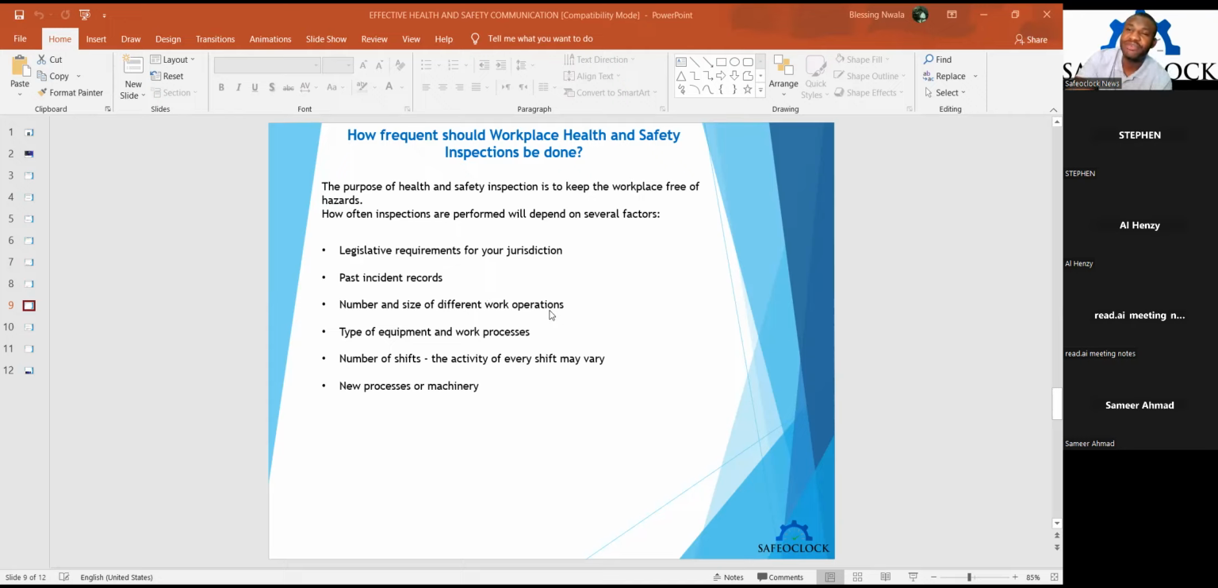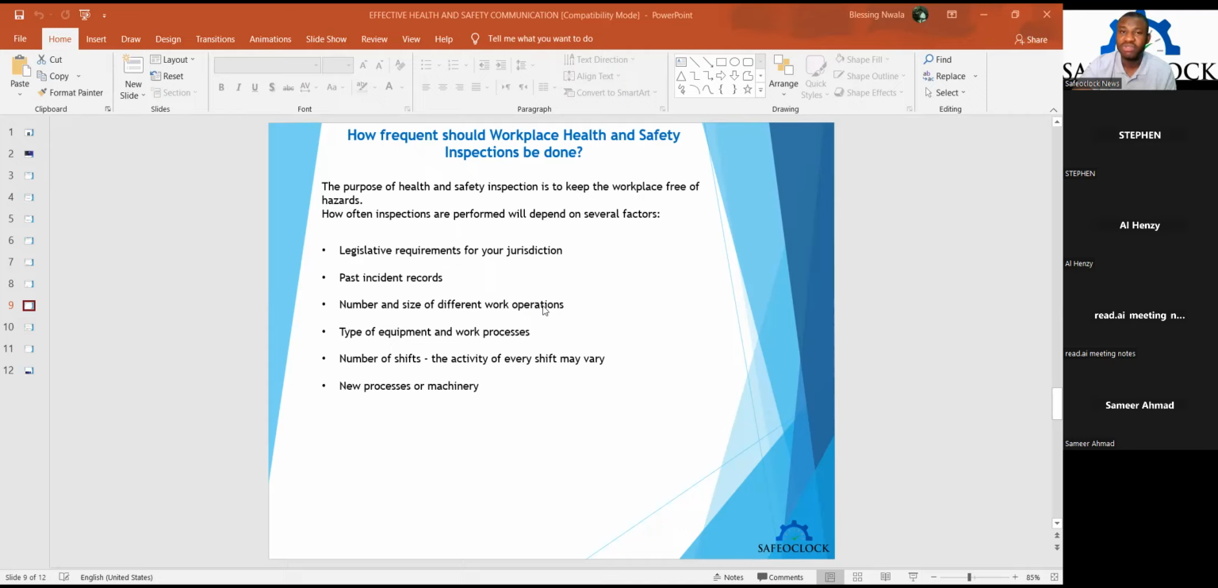If you have a very hazardous or risky activity going on, then you should inspect that place more frequently than other activities that are just routine. So the type of activity going on in that location should be a factor that lets you know how frequently you should conduct your health and safety inspection.